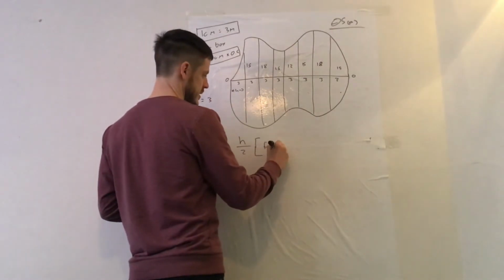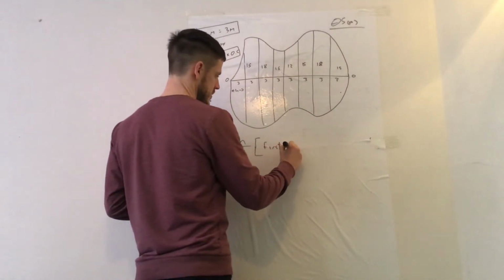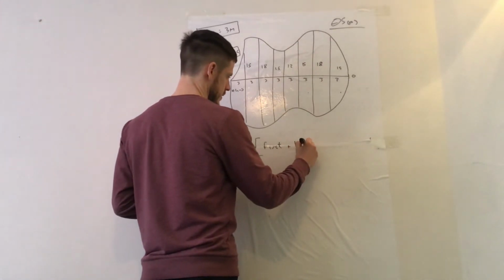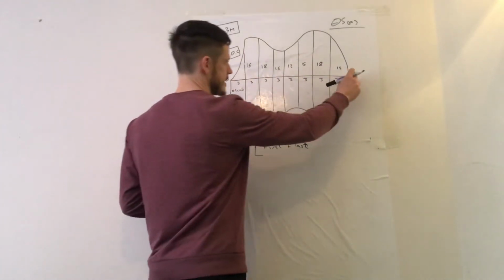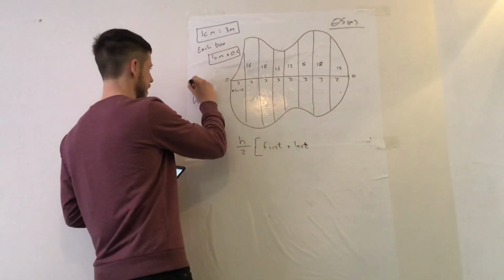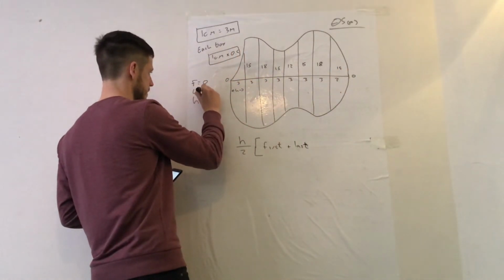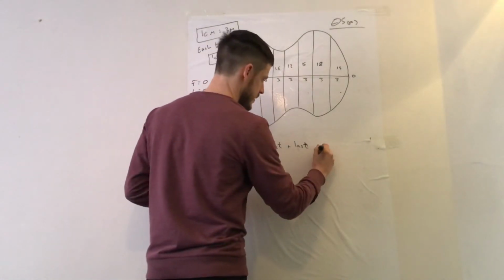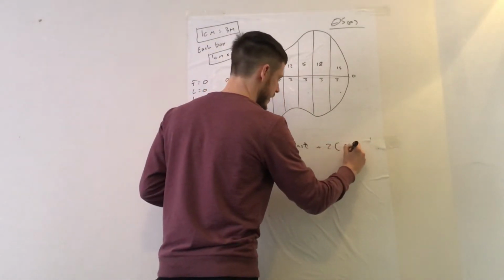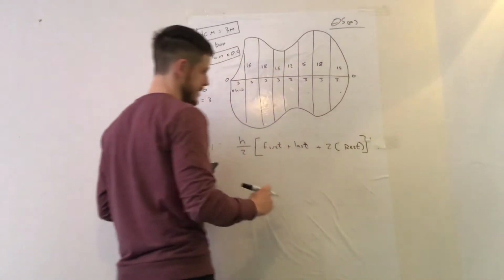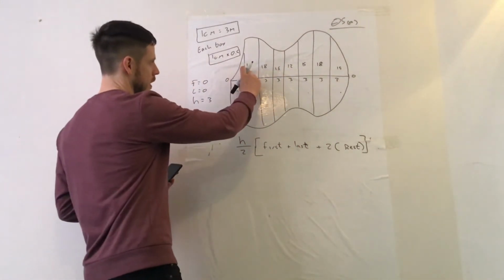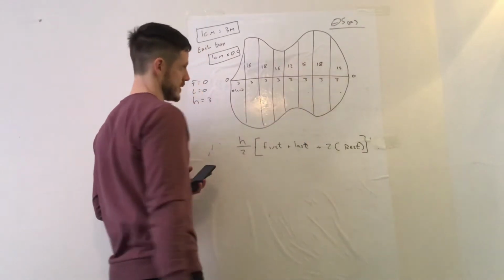The first plus the last height. So this is the first height 0, this is the last height 0. So I can write F is equal to 0, L is equal to 0, plus 2 times the rest. So in brackets there, I double the rest. I add up all these here, and I double it.